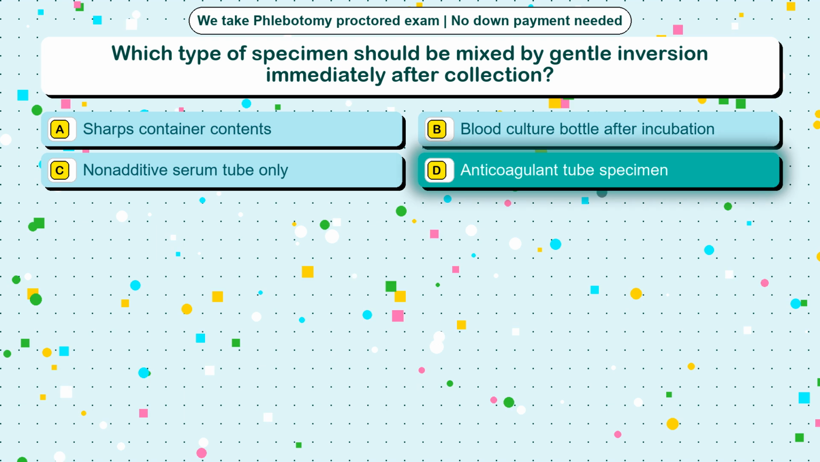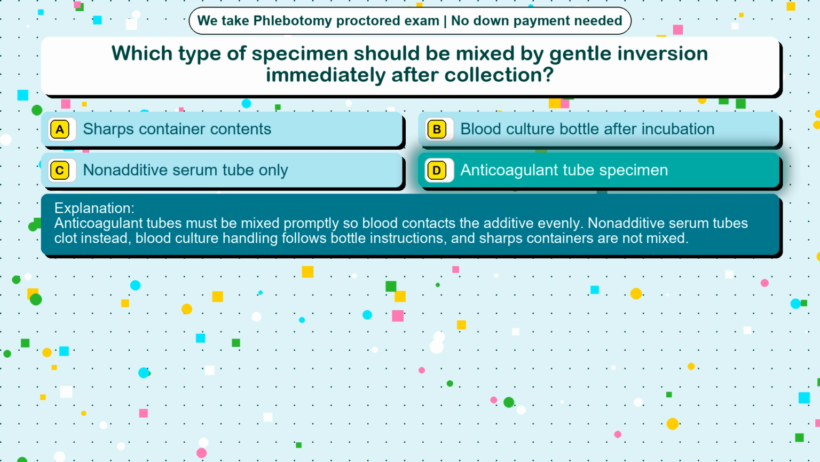The correct answer is option D, anticoagulant tube specimen. Anticoagulant tubes must be mixed promptly so blood contacts the additive evenly. Non-additive serum tubes clot instead, blood culture handling follows bottle instructions, and Sharps containers are not mixed.